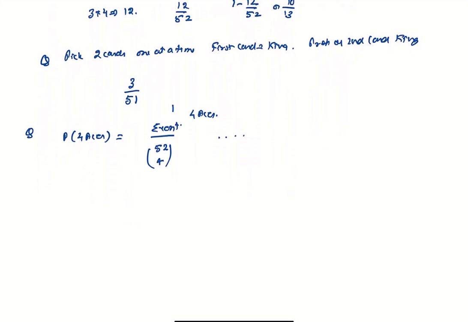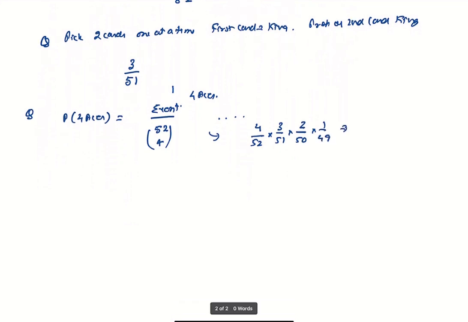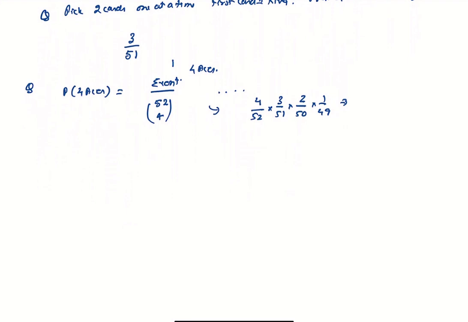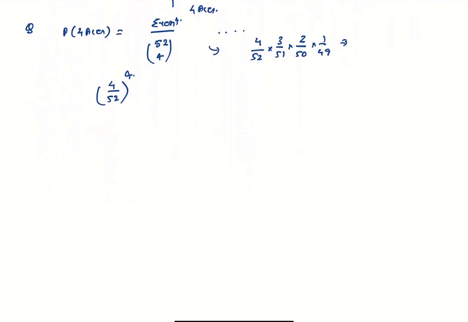This can also be written the way we have been doing with the reduced sample space, which is 4 out of 52. Then the next possibility is 3 out of 51. Then the next possibility is 2 out of 50. Then 1 out of 49, which will give the same result. But if we are doing it with replacement, then the probability will become 4 over 52 to the power 4. Here we are picking 4 at the same time, but there we are picking at random.